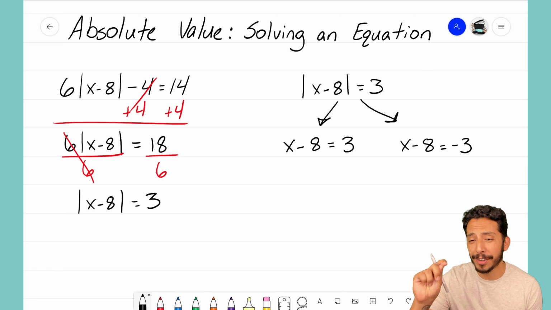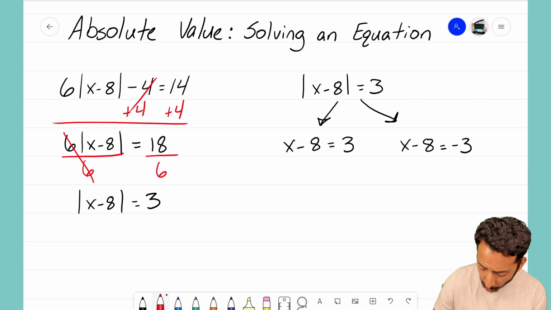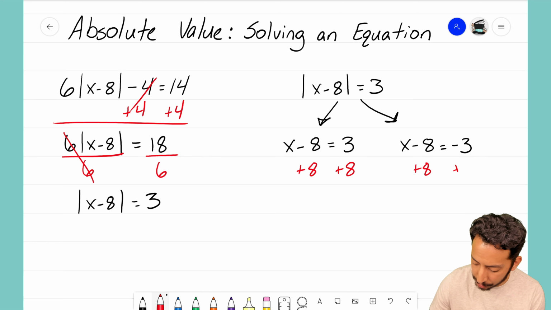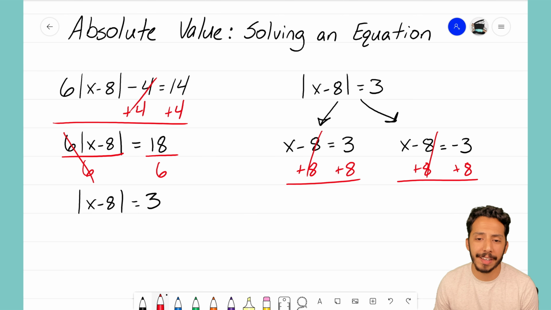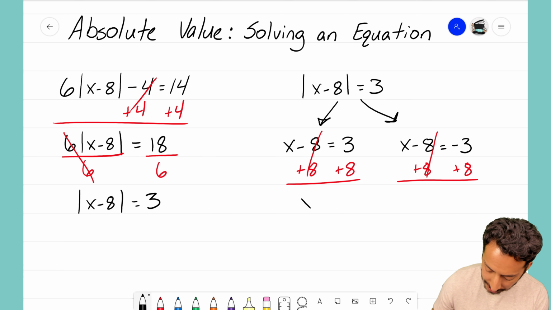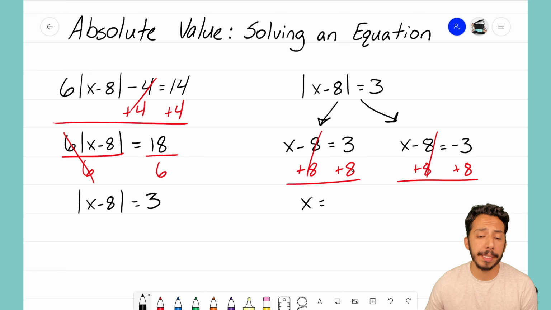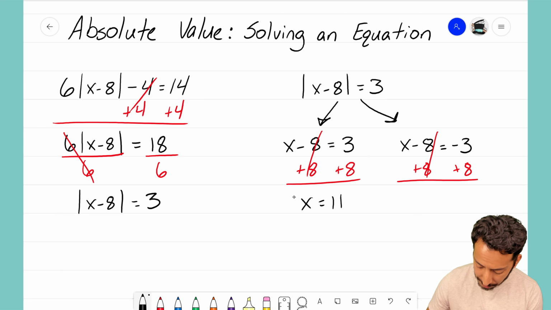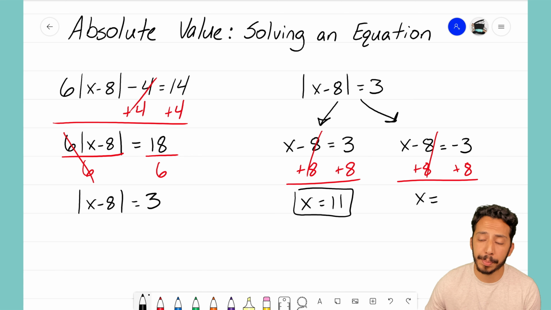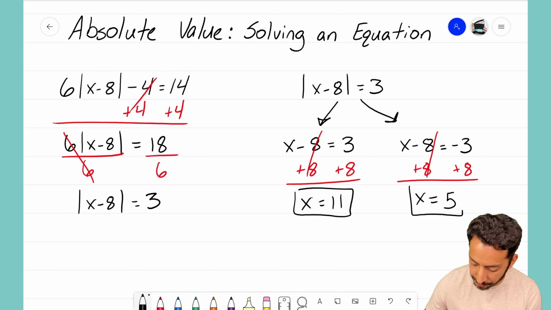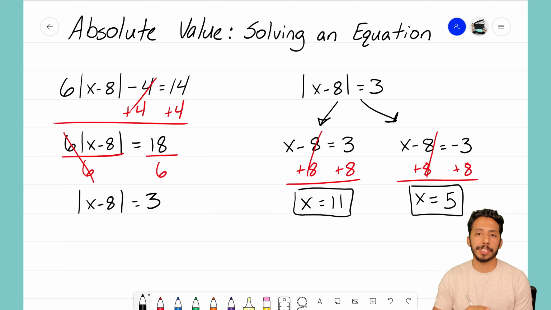These actually end up being very simple equations. I think all I'm going to have to do for both equations is add 8 on both sides. Doing so will cancel the 8's on the left-hand side. And I'll just be left with x equals 3 plus 8, 11. There's one solution. x equals negative 3 plus 8. That equals 5. Our second solution.